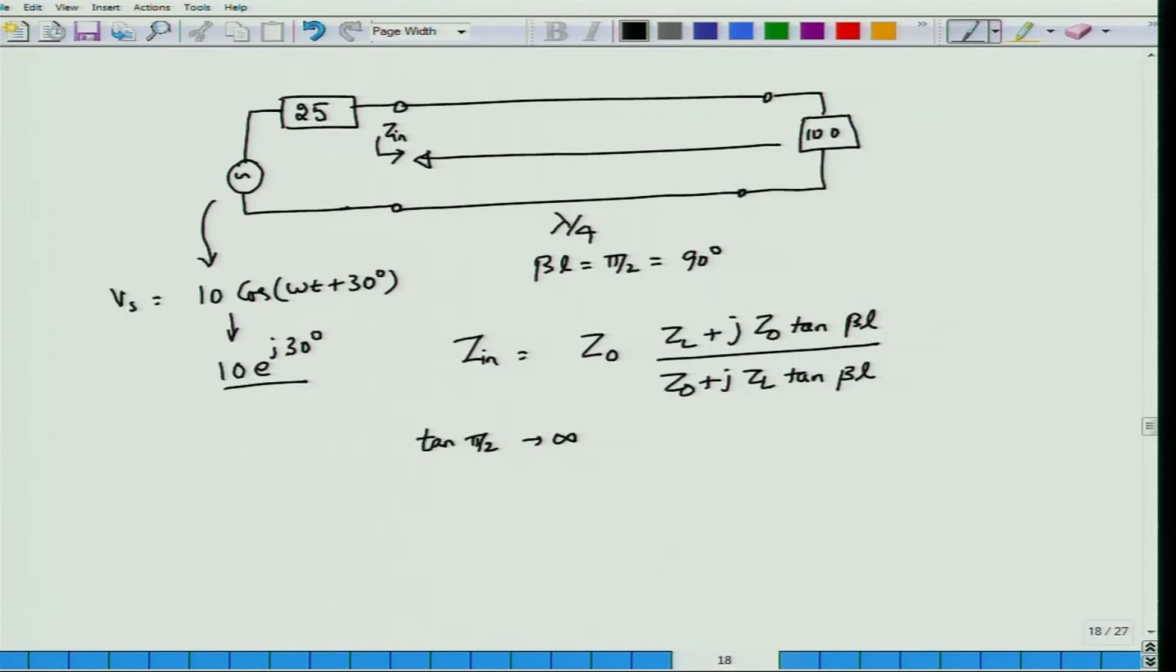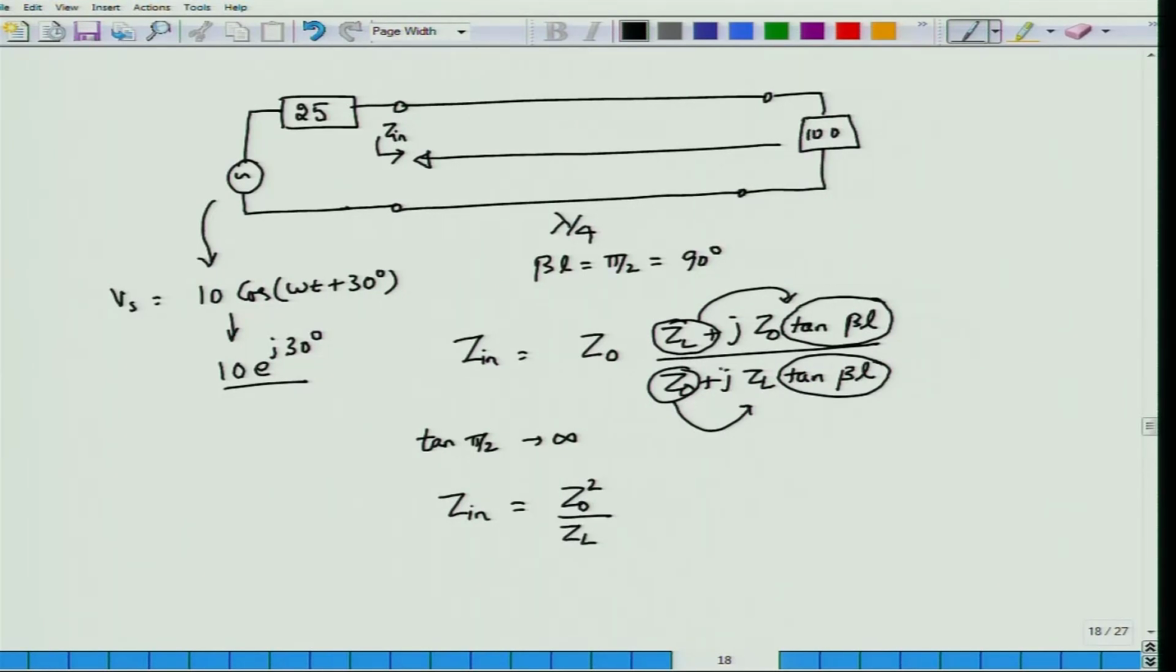And our mathematician friends will tell us that when tan beta L becomes very large, I can neglect ZL in comparison with j Z0 tan beta L, and similarly I can neglect Z0 in the denominator with respect to j ZL tan beta L. If I make these approximations, I end up with the input impedance given by Z0 square by ZL, because j and j cancel, Z0 into Z0 gives Z0 square, divided by ZL, and this value will be equal to 25 ohms.